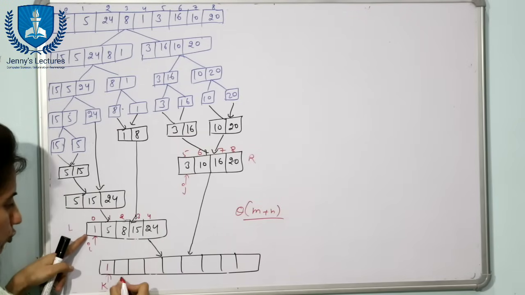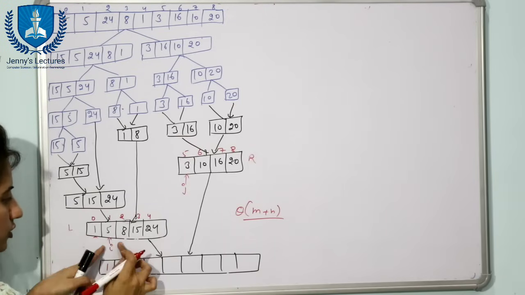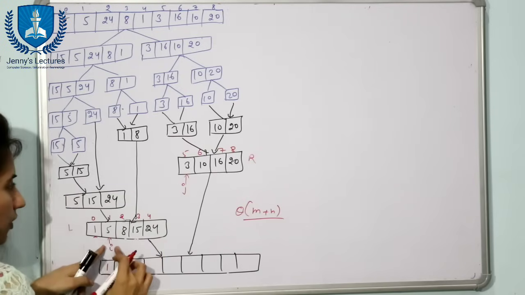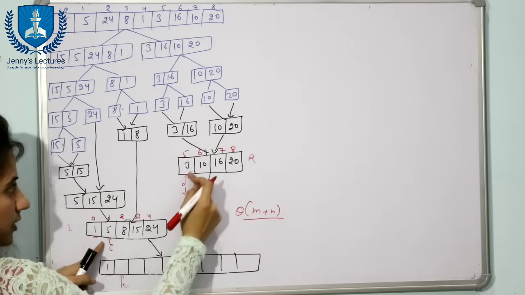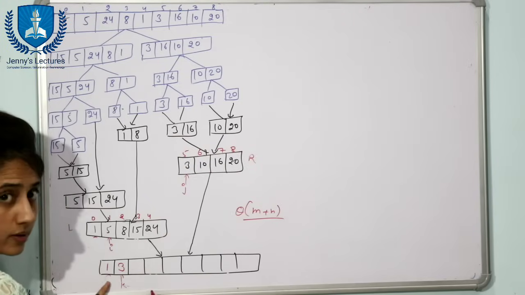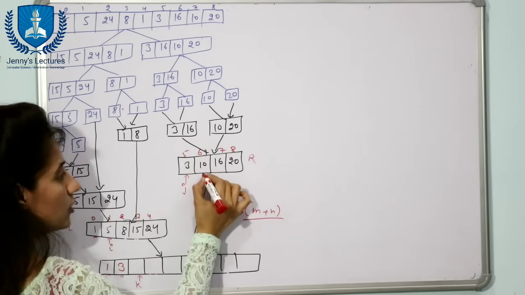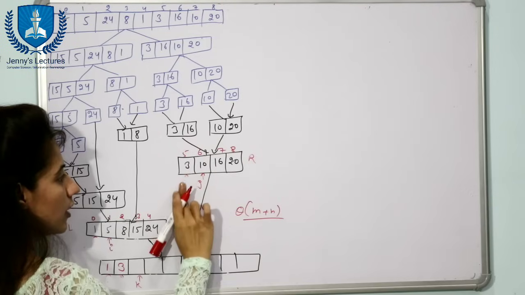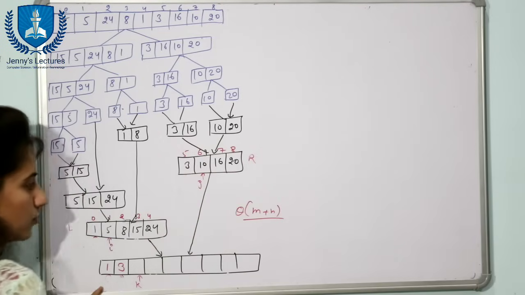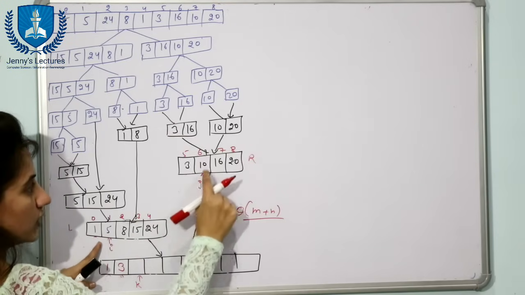Next step is, we are going to increment this K. Now K is at this place, and we have placed 1 here. So now we are going to increment this I also. Now I is at this place. Now again compare L of I with R of J. 5 and 3. Which one is less? 3. So we are going to put 3 here. Again we increment this K, and we increment this J, because we have put this 3 here. Fine. Now again compare L of I, 5, with R of J, that is 10.